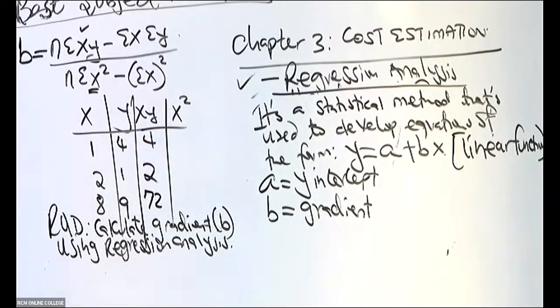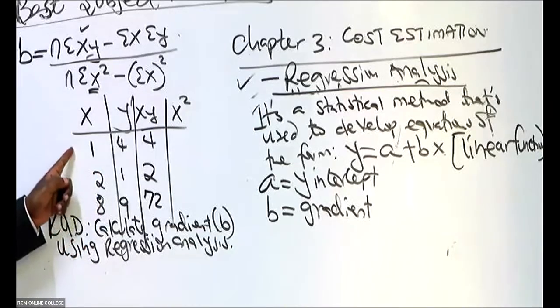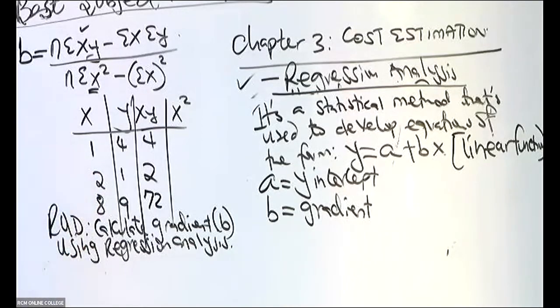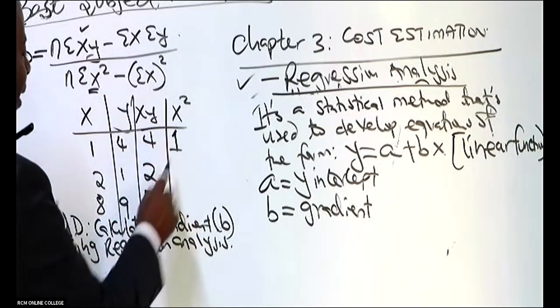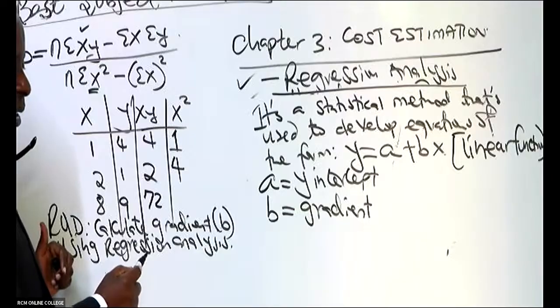Then could you kindly help me get X squared? So where we have the values of X squared. 1 squared is 1 times 1, isn't it? So 1 squared is 1. 2 squared gives us 4. 8 squared gives us 64.